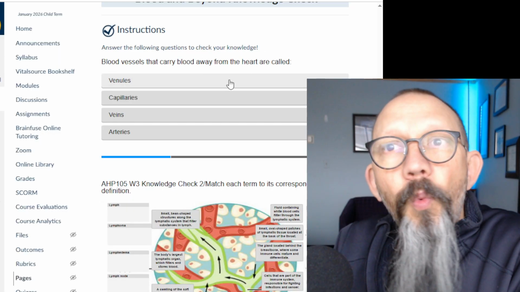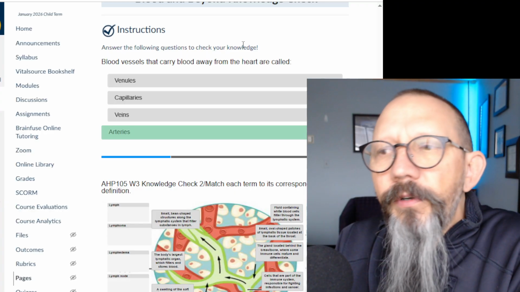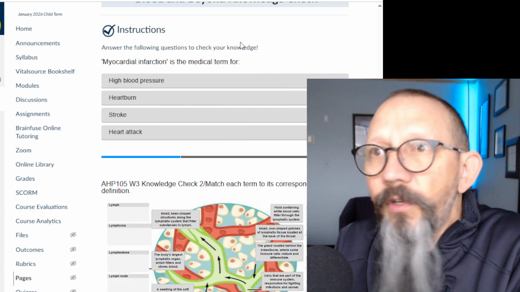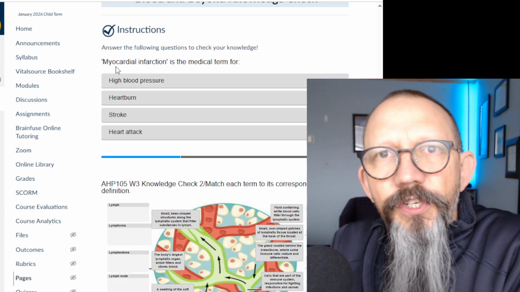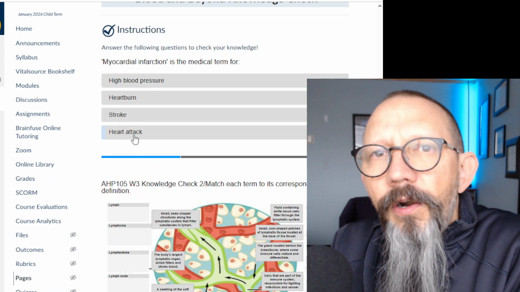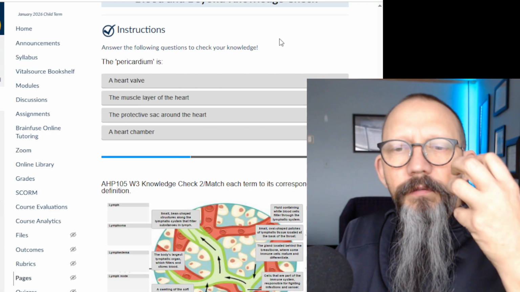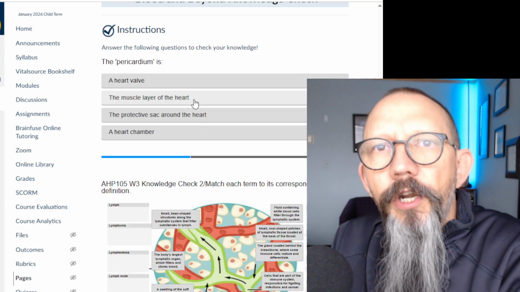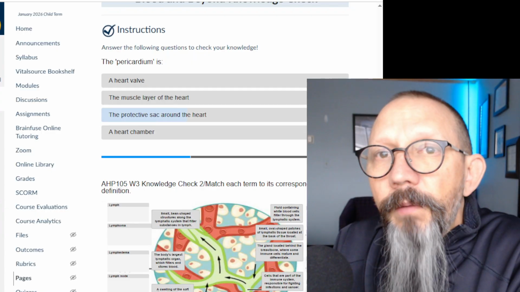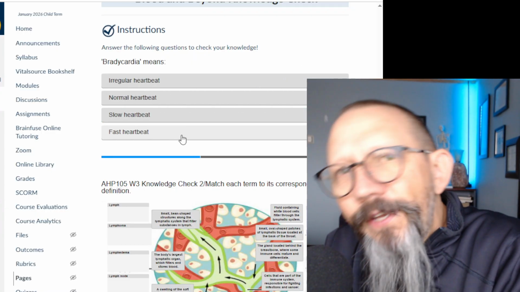Blood vessels that carry blood away from the heart are called arteries. Right? We talked about that one earlier. We're here now at 9 minutes. I'm going to do one more minute. We're out of here as soon as I finish this one. Myocardial infarction is the term for a heart attack. Okay? An infarct means the tissue dies, actually. Pericardium is around the heart, a protective sac around the heart. Heart chamber would be a ventricle or an atria or something like that.